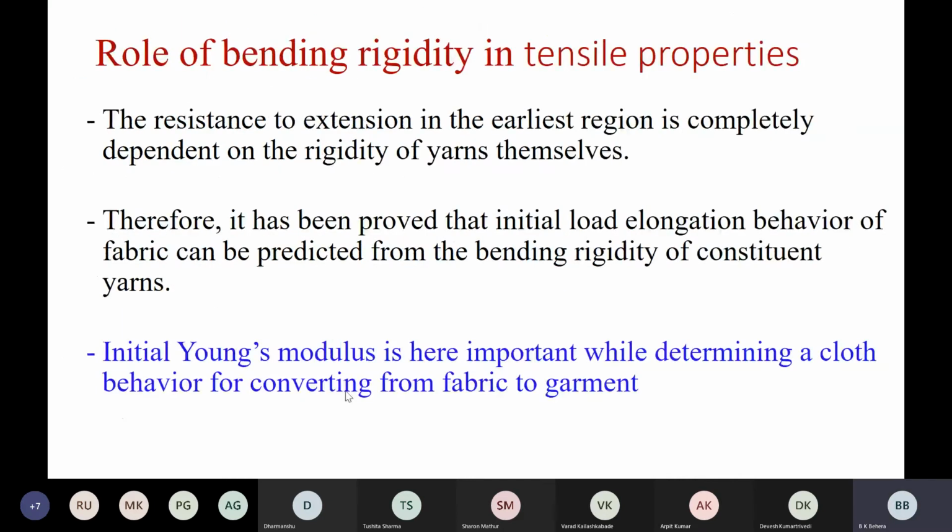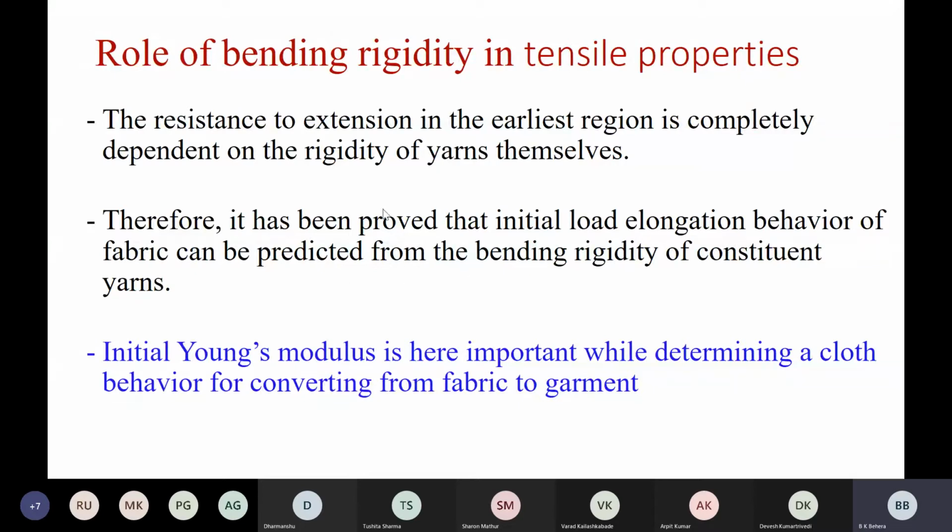That is the point written here. Initial Young's modulus is important while determining the cloth behavior converting from fabric to garment. This is another point. I don't know whether you can understand or not at this stage. Remember, this is a very important point, particularly from apparel fabric point of view. If we are testing the tensile strength of an apparel fabric which will be converted to a garment which we wear, for that fabric, this initial behavior, initial modulus is very, very important.